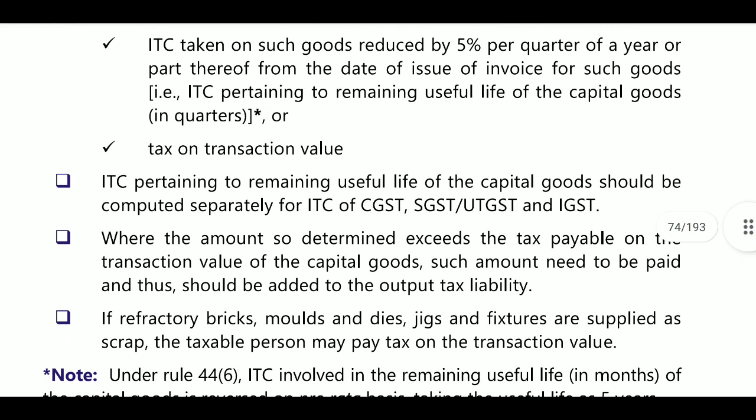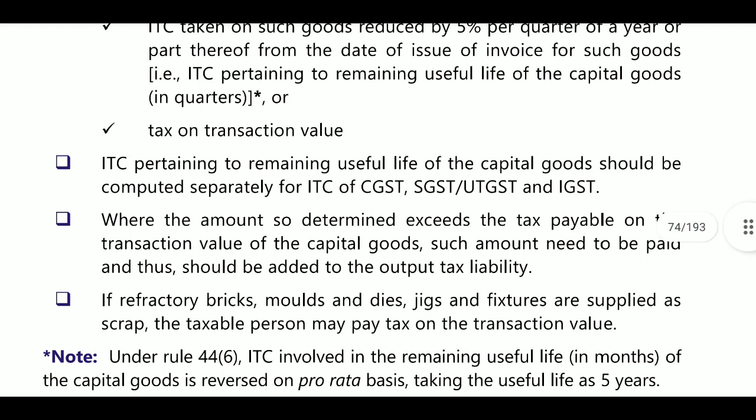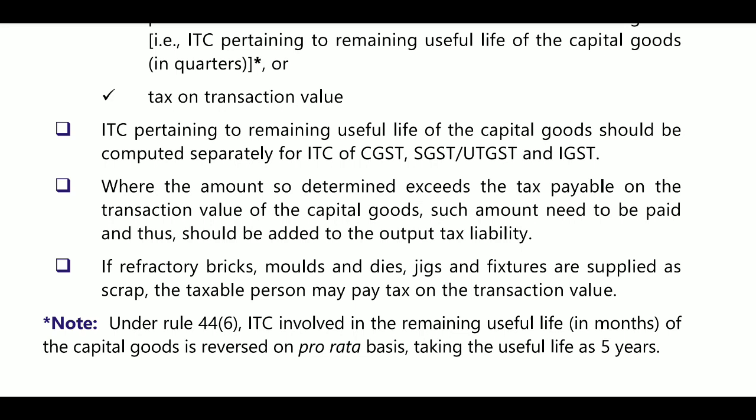Next, ITC pertaining to the remaining useful life of capital goods should be computed separately for ITC of CGST, SGST, UTGST and IGST. Next, tax paid: if the amount so determined exceeds the tax payable on the transaction value of the capital goods, such amount needs to be paid and should be added to the output tax liability. That reversal amount will be added to the output tax liability.